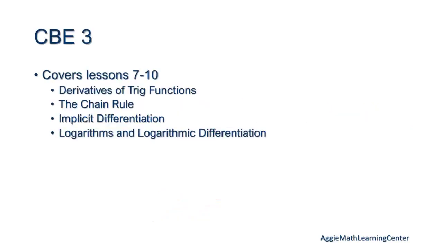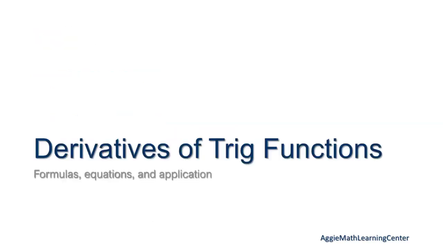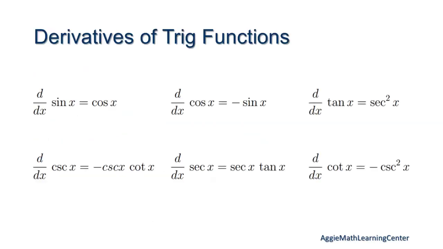So CBE 3 covers lessons 7 through 10, which are derivatives of trig functions, the chain rule, implicit differentiation, and then logarithms and logarithmic differentiation. Excuse me, derivatives of trig functions. These are some trig functions that you are expected to have somewhat memorized for the CBE review, or can at least figure out, hopefully.